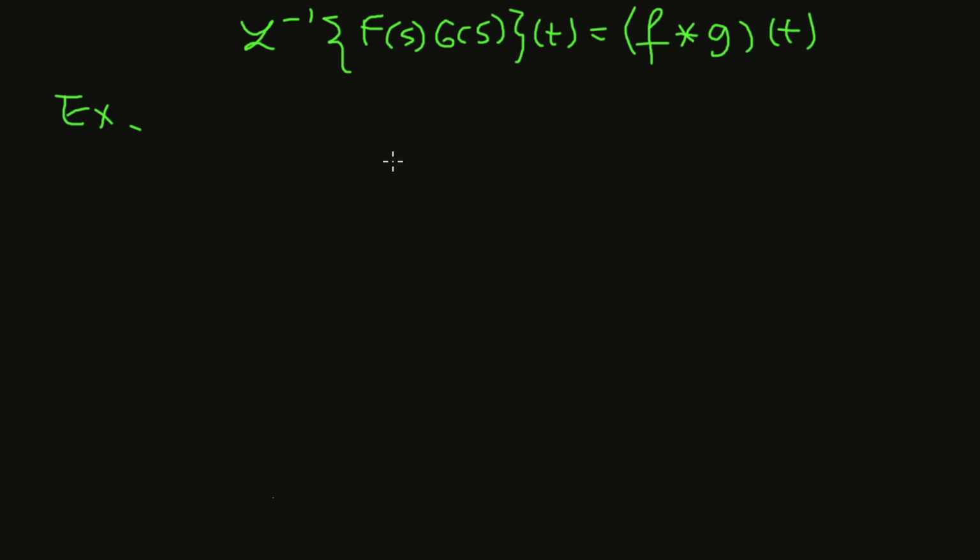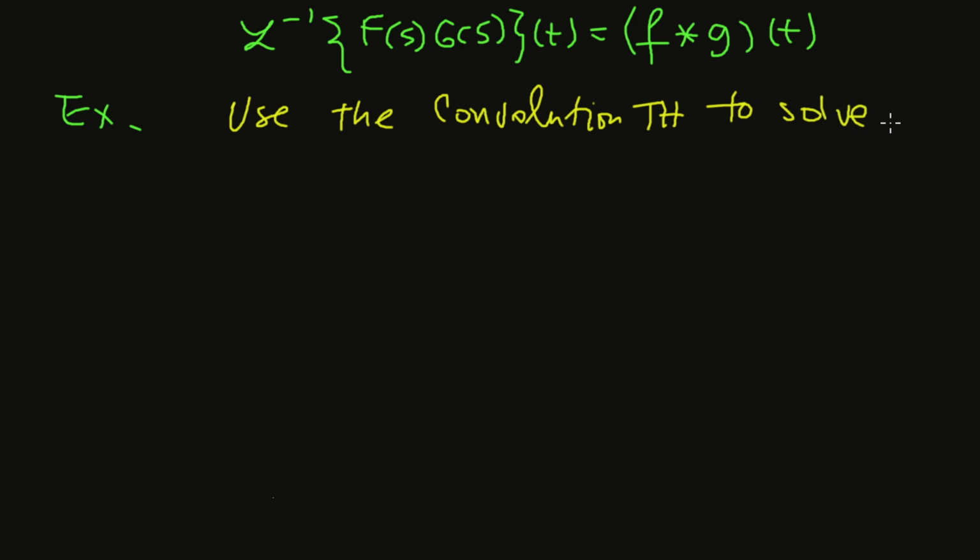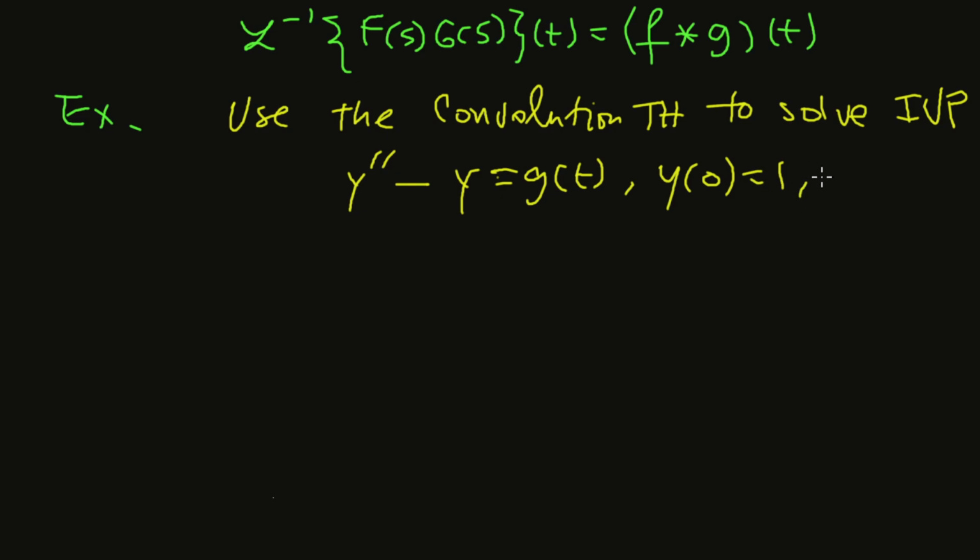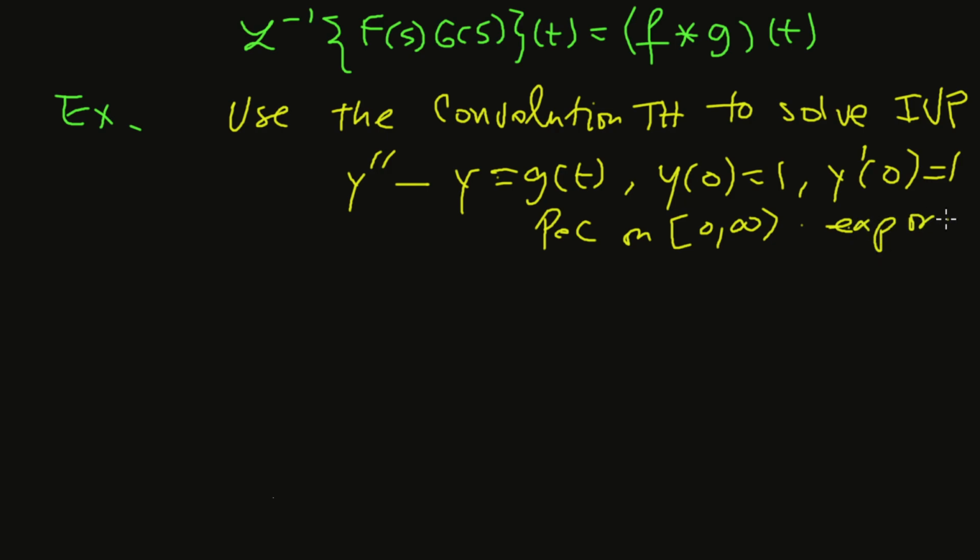Okay. Alright, so let's do some examples on this, and the goal here is of course to solve an IVP using the convolution theorem. So let's say use the convolution theorem to solve this initial value problem, and we give this initial condition, and g of t of course is piecewise continuous on 0 to infinity and of exponential order.